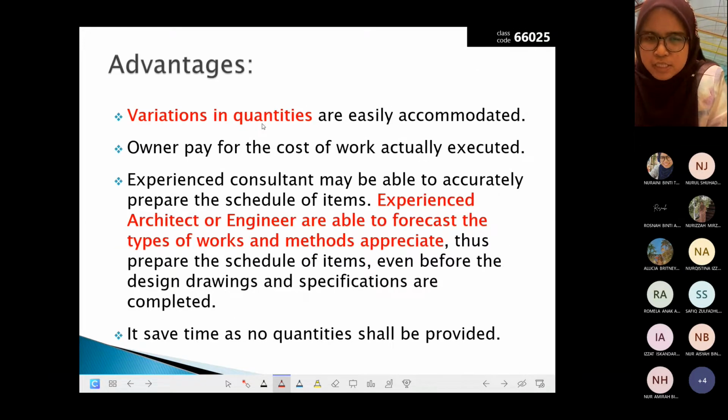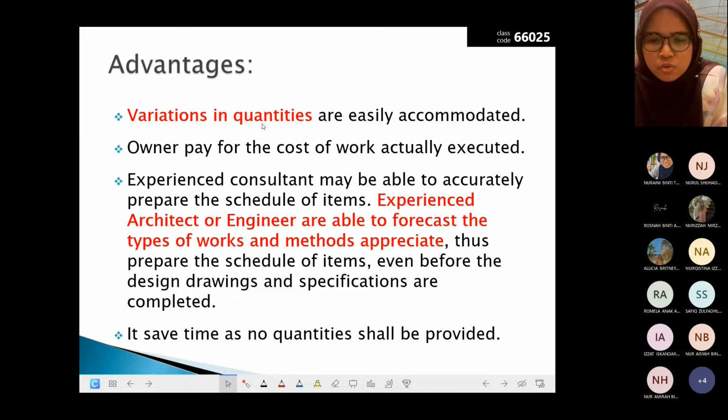Okay, advantages: variation in quantity is easily accommodated. Kalau dah tengah construction kerja, kita nampak ada perbezaan kuantiti, berapa terlebih daripada apa yang dia quote, then client kena bayar lagi lah. Owner pays for the cost of work actually executed. So this one, an experienced consultant may be able to accurately prepare the schedule of items. So memang perlukan experienced consultant, because to forecast the types of work and method.